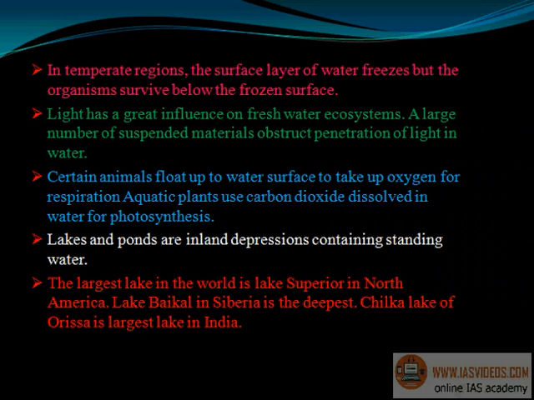Light has a great influence on freshwater ecosystems. A large number of suspended materials obstruct penetration of light in water. Certain animals float up to water surface to take up oxygen for respiration. Aquatic plants use carbon dioxide dissolved in water for photosynthesis.